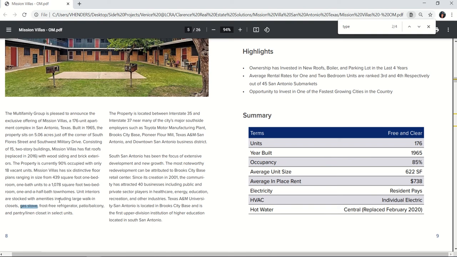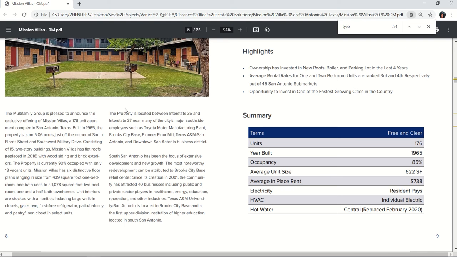Since I have electricity, and with the electricity going out, I now know gas stoves are my go-to. But as a landlord, I'm a little concerned about having gas stoves because of the open fire. But I'm from up north, so maybe that is a Boston thing, because down here I should expect that my units are going to have fireplaces. All right, you all, sorry, just thinking out loud. Frost-free refrigerator, a patio, balcony, and pantry linen closets in select units.